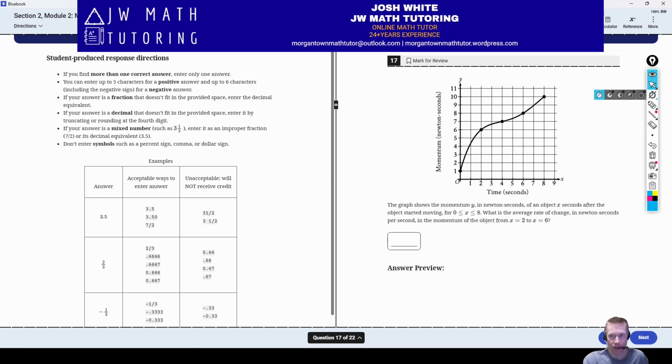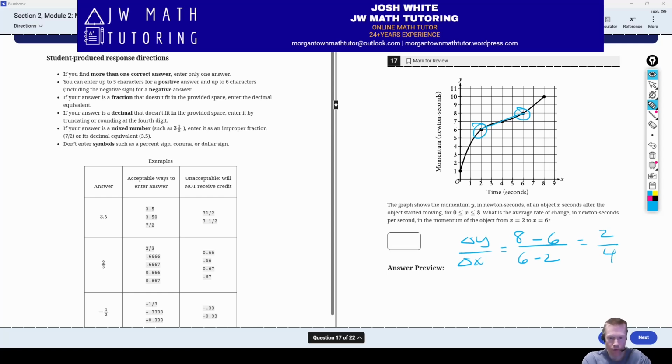All right, next up, we have a graph, and it's asking for the average rate of change from x equals 2, which is this point right here, to x equals 6. So average rate of change is essentially just finding the slope of the line that connects the 2 points. In other words, it's change in y over change in x, i.e. it is going to be 8 minus 6 over, and then the change in x, well, 6 minus 2.